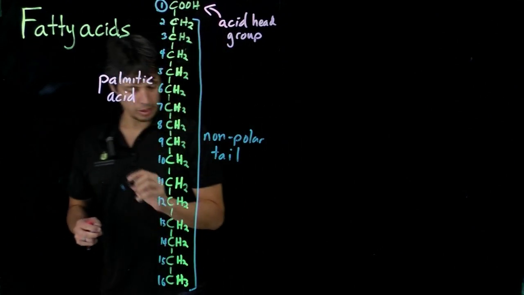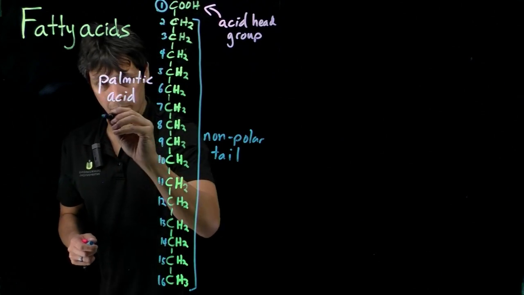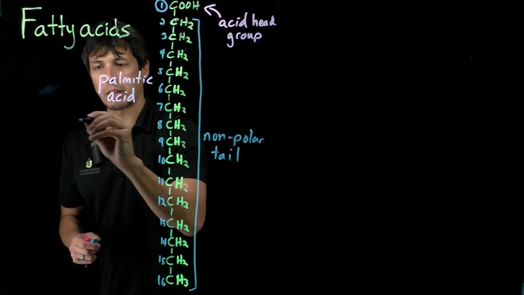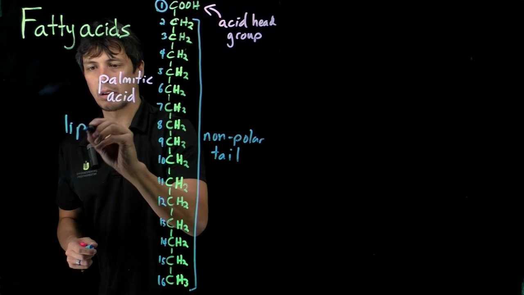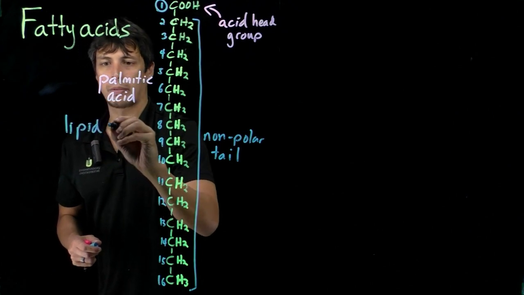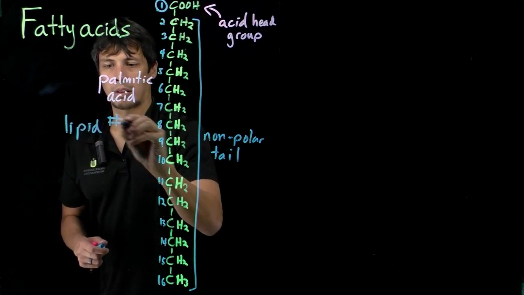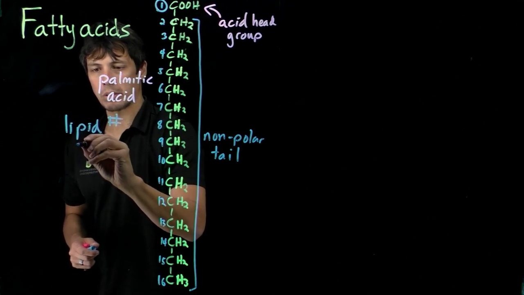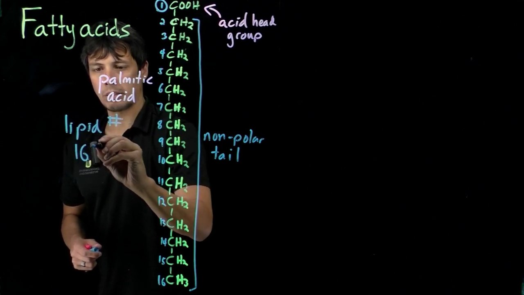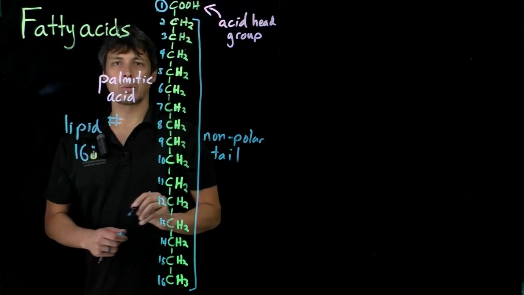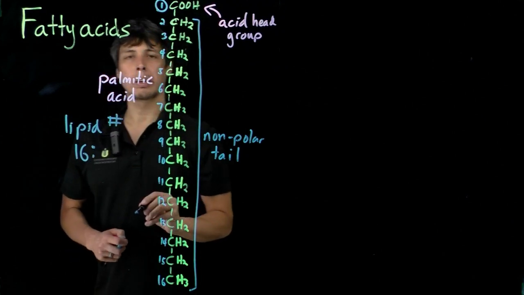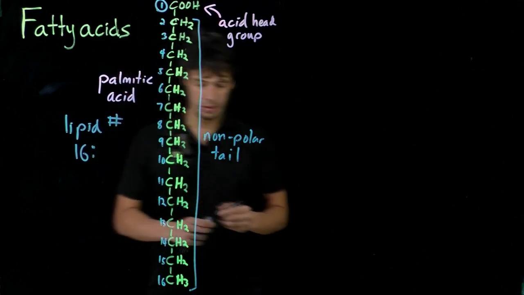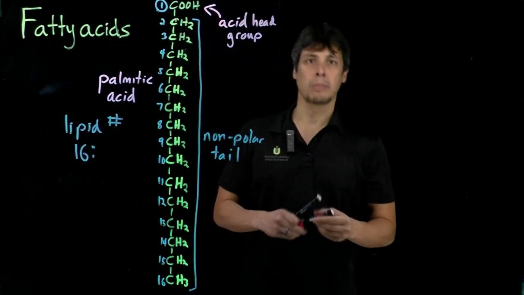We can also name this by what's called a lipid number. And so the lipid number is the number of carbons, so in this case 16, there's a colon, and then we try to see how many unsaturations there are. Now recall what an unsaturation is.